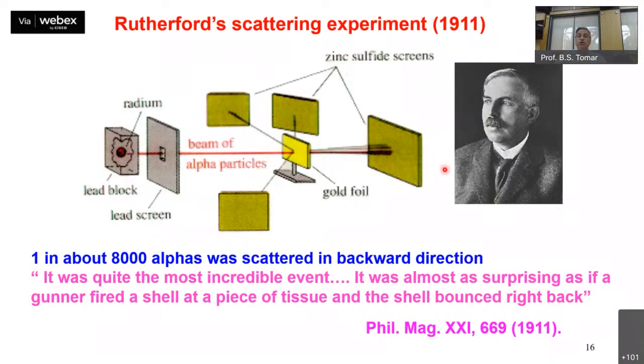There could be some fluctuation and all that. But he was so sure of his experiment that this one count, in fact, led to his discovery of the nucleus. First of all, he was surprised. He in fact said that it was quite the most incredible event. It was almost as surprising as if a gunner fired a shell at a piece of tissue and the shell bounced right back. He expected that these alpha particles, bullets of 5 million electron volt energy, should just pass through this gold foil and hit here. So that surprising backscattering of the alpha was a surprising result.